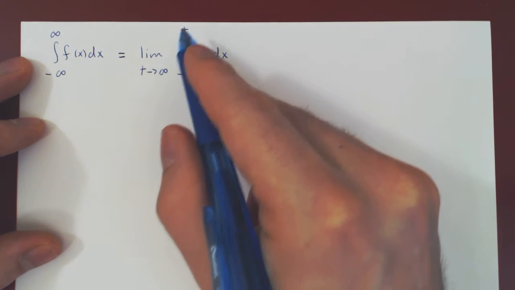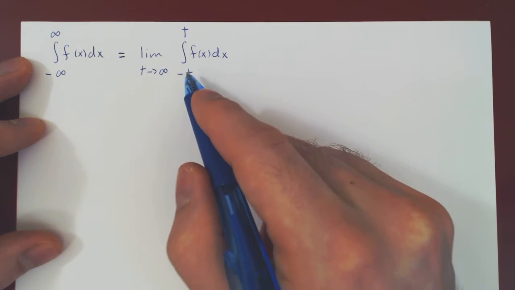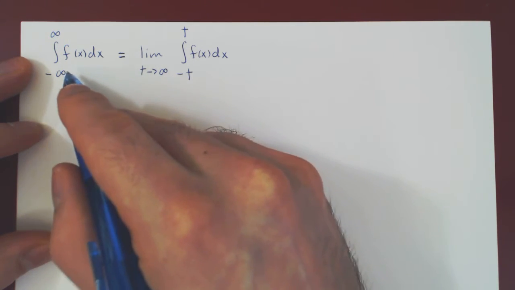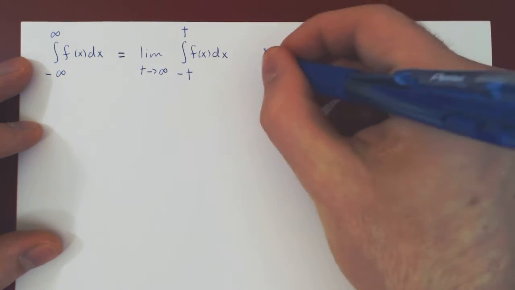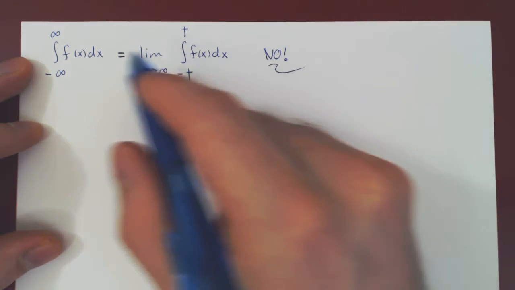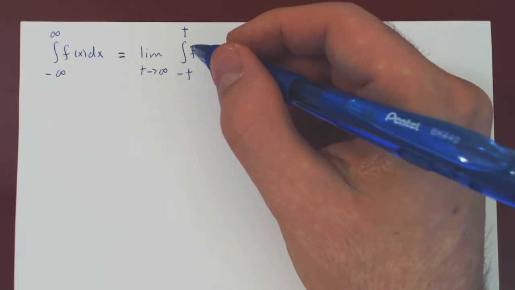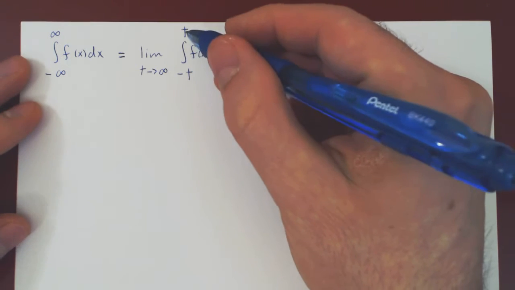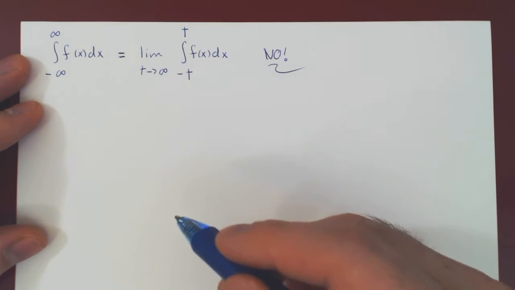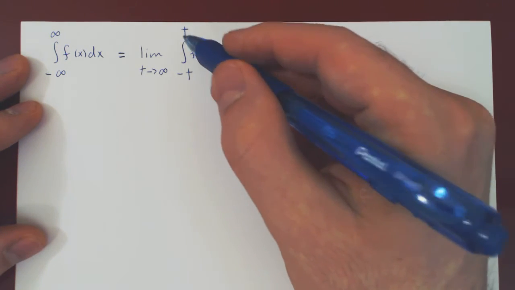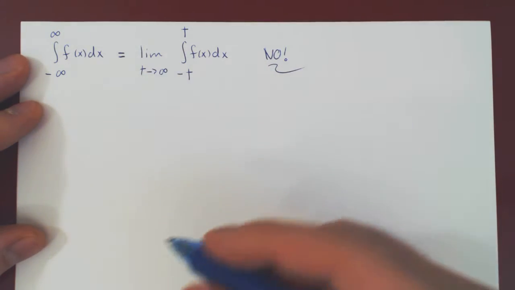As t approaches positive infinity, well, t approaches positive infinity. As t approaches positive infinity, negative t approaches negative infinity. So this looks pretty good. And actually there is something wrong with this. So this will not be our definition for this type of improper integral. What we have to do, and we'll see why very shortly in an example, there is something wrong with this symmetric interval from negative t to t being symmetric about 0. What we have to do is let both bounds of integration approach, independently of one another, positive and negative infinity.